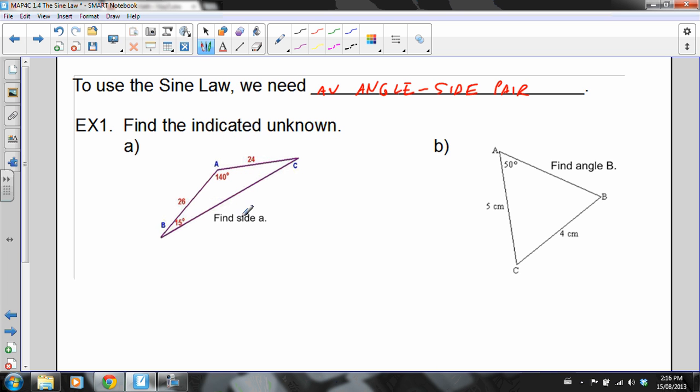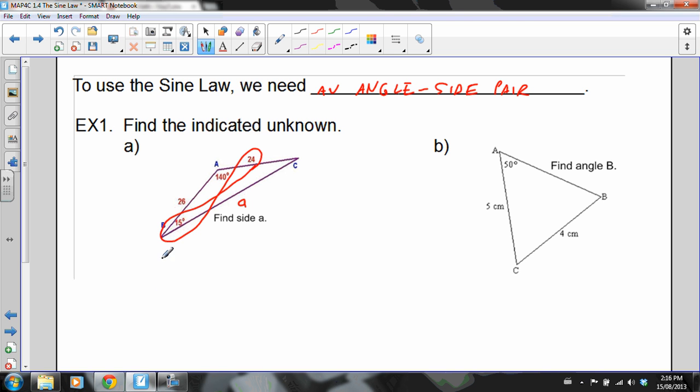So in this one, we want to find side A, right here, right across from angle A. But where's our angle side pair that's known? Well, we've got angle B and we've got side B. So there's the loop. There's the known angle side pair.